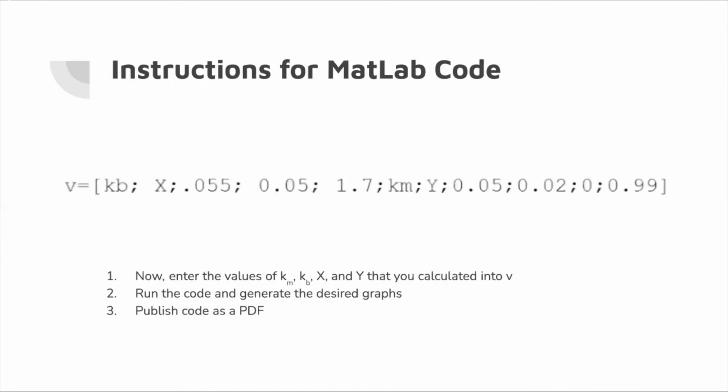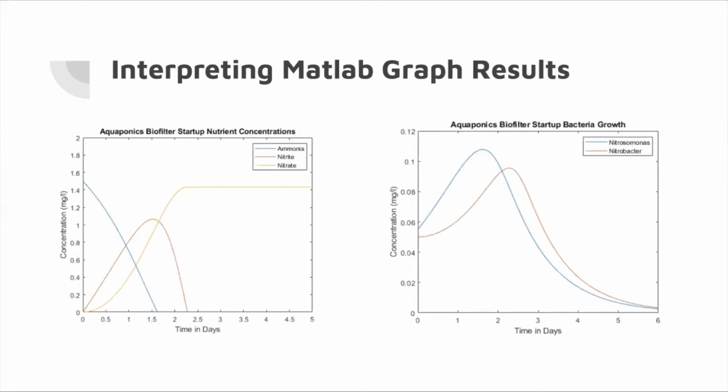Enter your calculated values of Km, Kb, capital X, and capital Y into the V array. Run the code to generate the desired graphs. Make sure to publish the code as a PDF. Pictured are the 2 graphs that you should have generated from your MATLAB code. You can use these to answer the remaining questions on the worksheet.